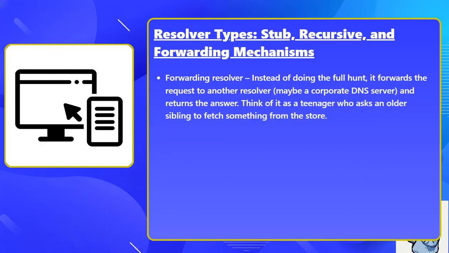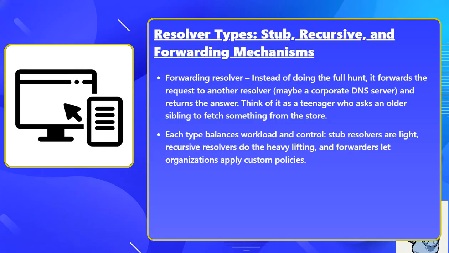Forwarding resolver. Instead of doing the full hunt, it forwards the request to another resolver, maybe a corporate DNS server, and returns the answer. Think of it as a teenager who asks an older sibling to fetch something from the store. Each type balances workload and control. Stub resolvers are light, recursive resolvers do the heavy lifting, and forwarders let organizations apply custom policies.